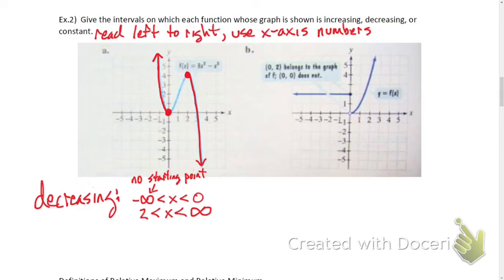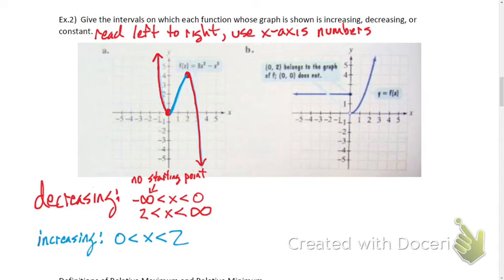I would say that this graph is increasing. Let's color code it. In that middle section, so at 0 on the x-axis until 2 on the x-axis. And that's the first problem. Example 2a. It's never flat, so you don't have to say where it's constant.